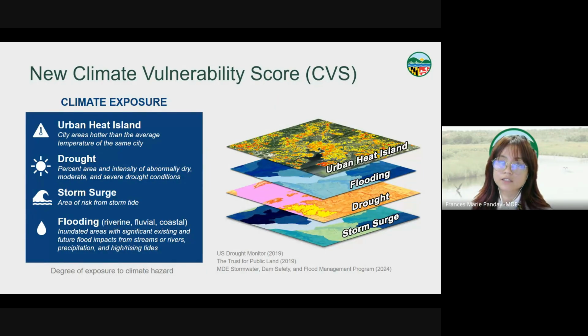And we utilize a suite of different data sources. The first two being US Drought Monitor and the Trust for Public Land. And for our flooding layer specifically, which encapsulates riverine flooding, fluvial flooding, and coastal, we get data from our stormwater, dam safety, and flood management program.